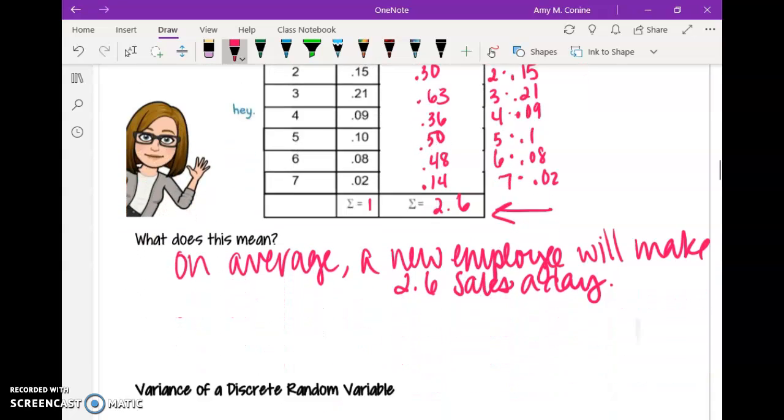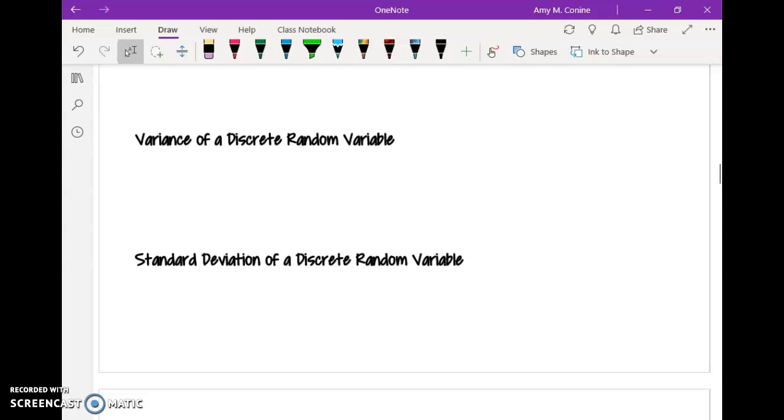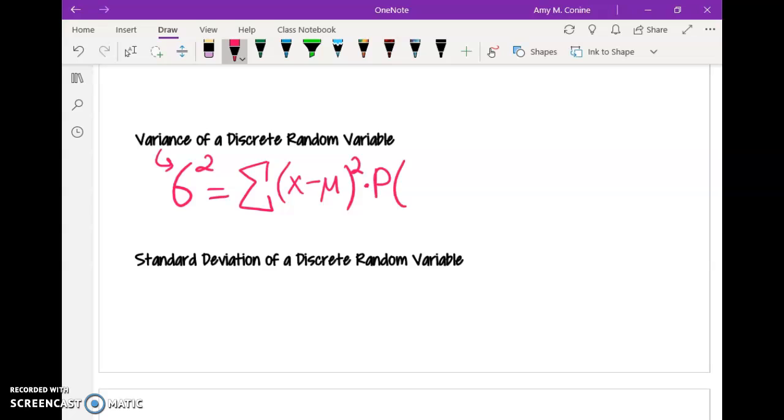All right, so next two things, we're going to talk about the variance of a discrete random variable and the standard deviation of a discrete random variable. So we have these two formulas. So if you remember from when we did standard deviation and variance before, we have sigma squared as our variance. So then for this, it's equal to the sum of your random variable minus your average, your mu, squared times the probabilities of your random variables.